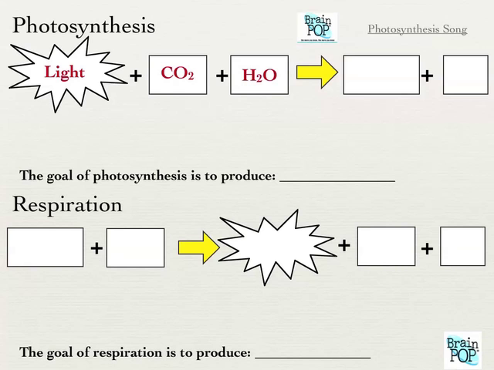In a chemical equation, really all you have are the molecules that are reacting. Often light will be written here above the arrow because it's providing the energy for the reaction. But in this case, we have it here, and that's okay.